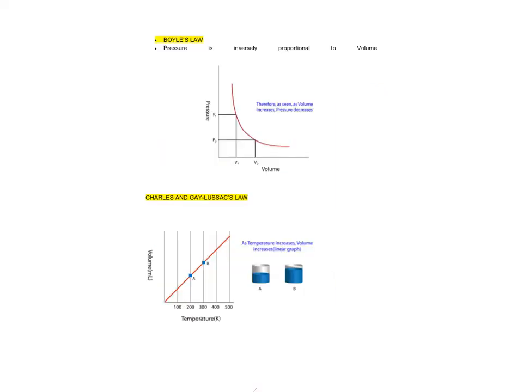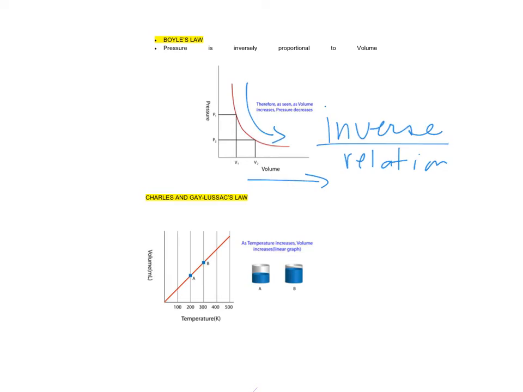These graphs you need to recognize. This is Boyle's law. This graph is an inverse relationship because, as you can see, as the volume is increasing, the pressure is decreasing, and that relationship we say is inverse. So pressure and volume are related inversely. Almost all the other relationships in gas laws are direct.